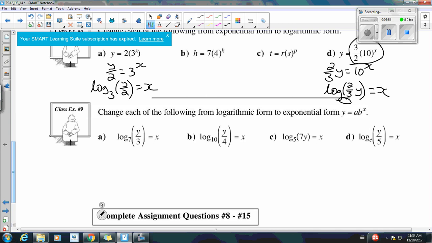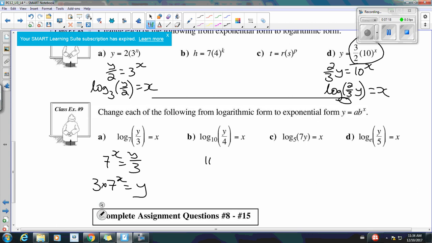Last one, change each of the following from logarithmic form to exponential form. So now we're going the other way and we want to isolate y. Well, we know our base stays the same and the other two switch. So we have 7 to the x equals y over 3. Now we can multiply both sides by 3. So we'd have y equals 3 times 7 to the x.